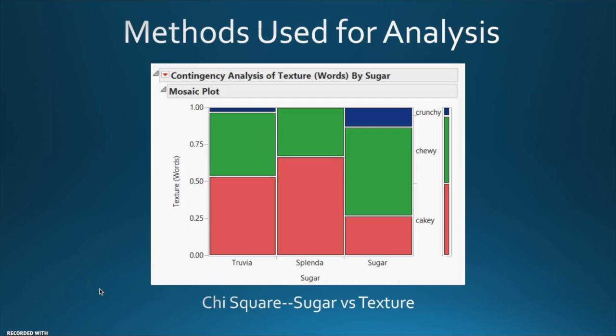So now we're going to be looking at a chi-square distribution. This picture here is showing a mosaic plot of the sugar versus the texture. The 3 different textures we were asking people about were if the cookie was cakey, chewy, or crunchy. And again, the 3 different sugars were Truvia, Splenda, and normal white sugar. So for the Truvia, we can see that more people rated it as cakey, and the same thing for Splenda, but for sugar, more people said that it was chewy.